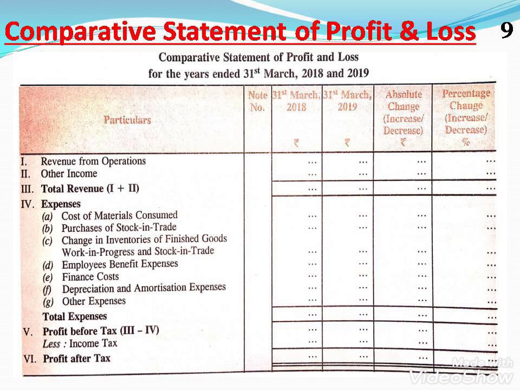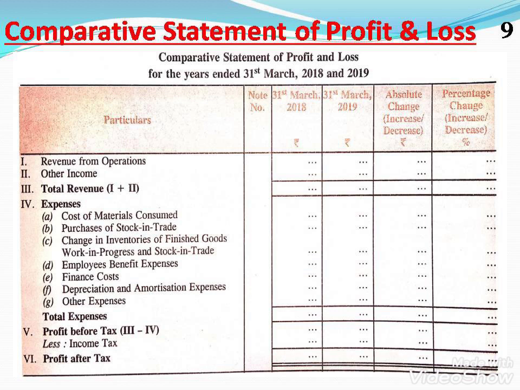Now, first head is revenue from operations. We have to mention revenue from operation for the previous year as well as for the current year. Let it be revenue from operations for the year 31st March 2018 is rupee 50,000, and for the year 31st March 2019 it is rupee 1 lakh.